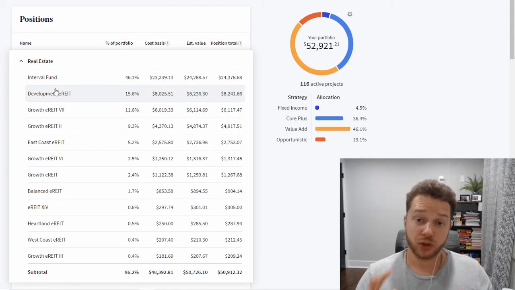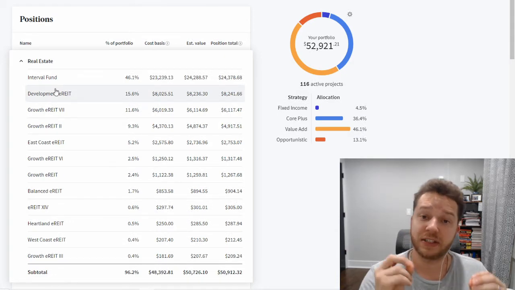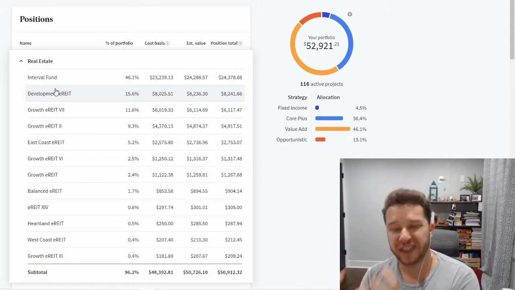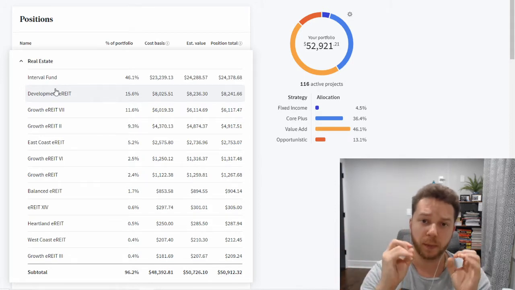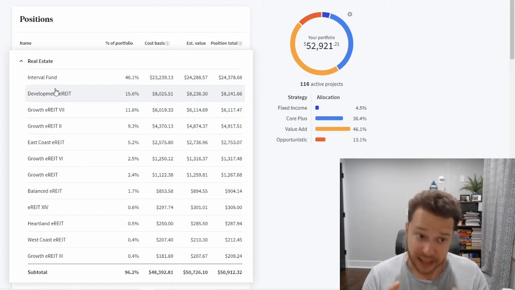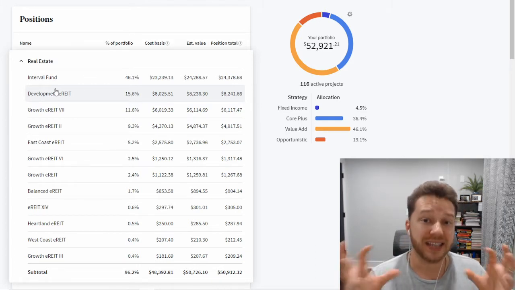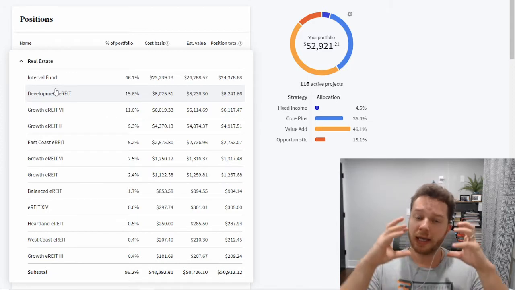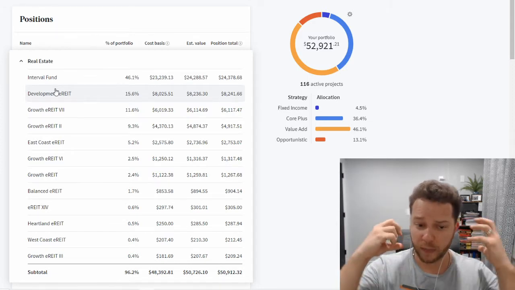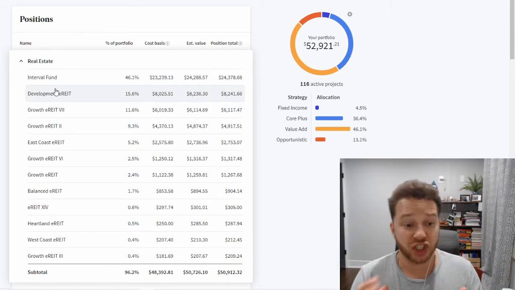When you put money into Fundrise, you put money into these funds in eREITs. You do not directly purchase physical real estate, right? So you purchase shares of these funds, and as we will see in a second, inside these funds there are tens or sometimes even hundreds of real estate projects.